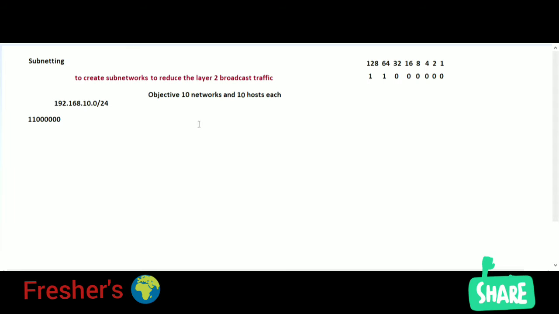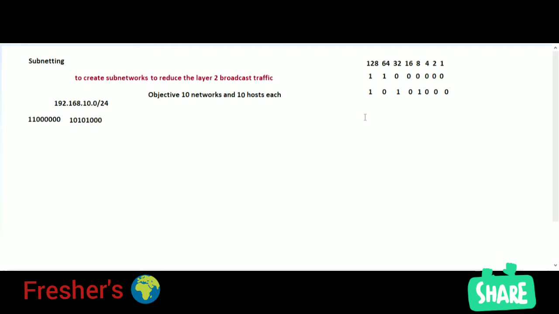For the second octet, 168, I need 128, I don't need 64, I need 32, I don't need 16, and I need 8. So I got the value, and the rest are zeros. So the binary value for the second octet is 10101000.